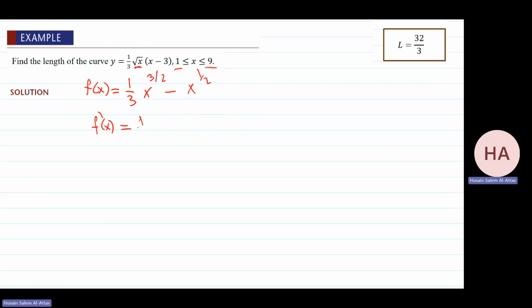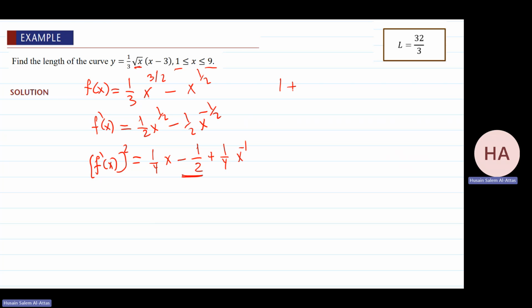F prime will be what? Half x to the power half, and this is half x to the power minus half. That will be f prime. Now I need to square f prime, not f. F prime square will be what? 1 over 4 x to the power minus half times half. That will be 1 over 4 times 2. So that will be 1 over 2. Plus 1 over 4 x to the power minus 1. The same thing. I add 1, that will do it.